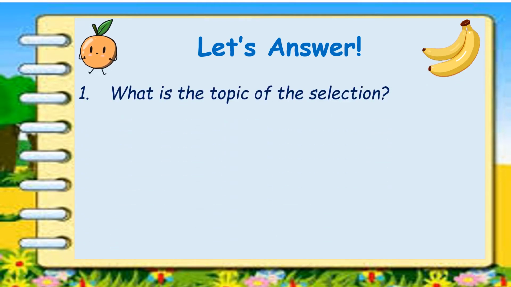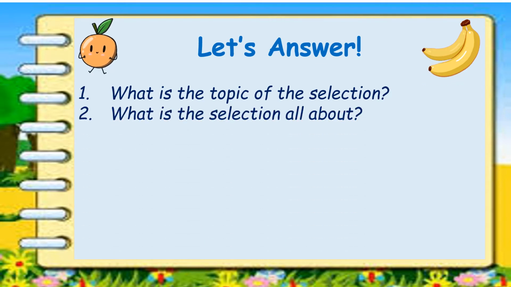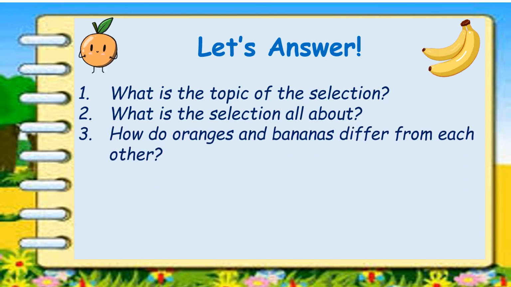What is the topic of the selection? Well, if you answered something like oranges and bananas, then you are correct. What is the selection all about? If you answered something like similarities and differences of oranges and bananas, well, you are correct.